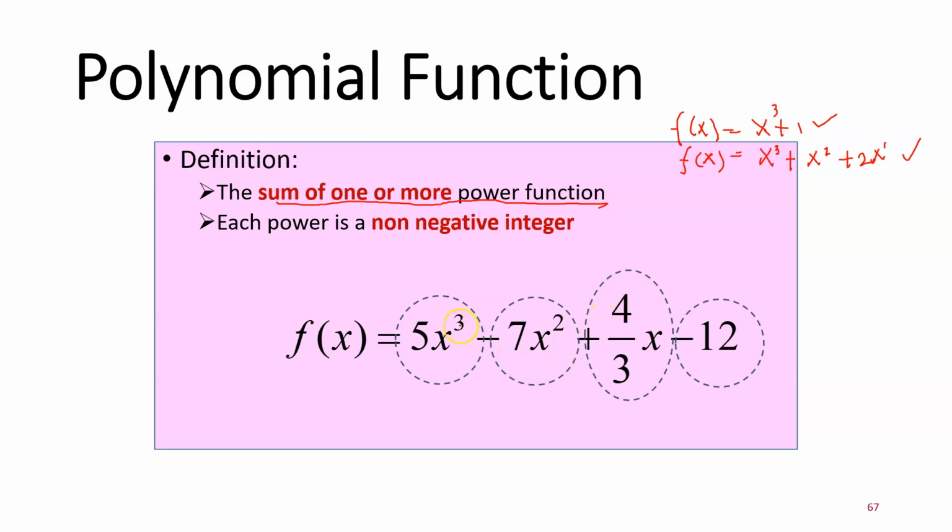Like this, they're decreasing. The power of x decreases to the power of 3, to the power of 2, to the power of 1, and then this one is actually x to the power of 0. Okay, x to the power of 0, you get 1. This one does not have x to the power of 0.